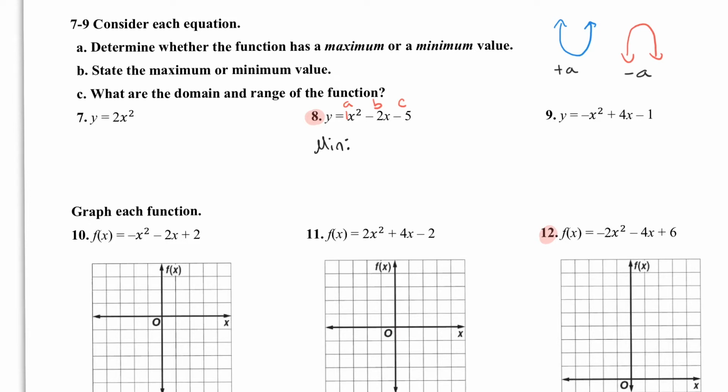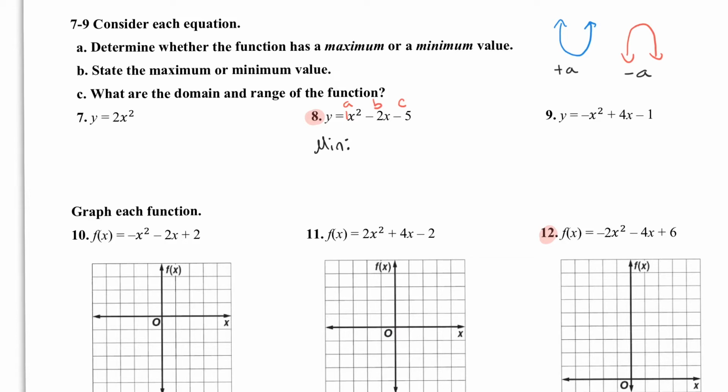Part B, state the maximum or minimum value of that. In order to find the maximum or the minimum value, we actually need to find the vertex. And the vertex is the maximum or the minimum value. Now we do have a minimum, but it's also called the vertex. So no matter what parabola you have, the vertex is always called the vertex.